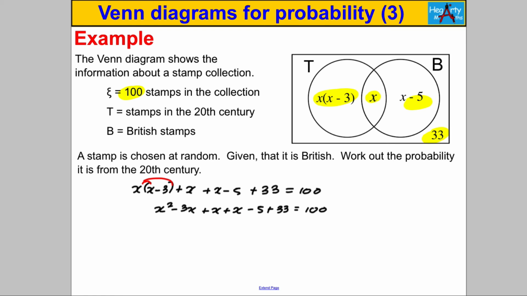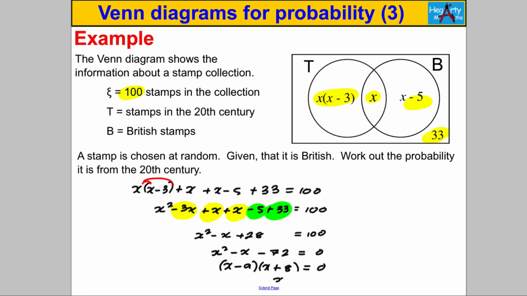Collecting like terms on the left hand side, we get, subtracting the 100 off both sides, factorising, and then solving. We get two solutions: x is 9 or x is equal to -8. We've got to ignore -8. It wouldn't be appropriate to put that in this case because we can't have a negative number in here for the number of stamps that are 20th century and British. So we're going to use this solution here, x is equal to 9.